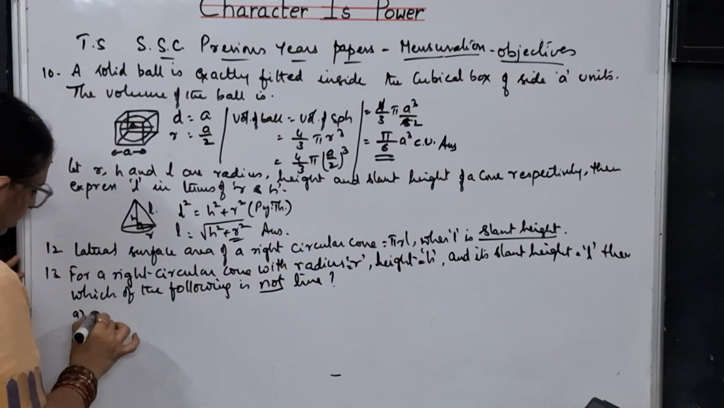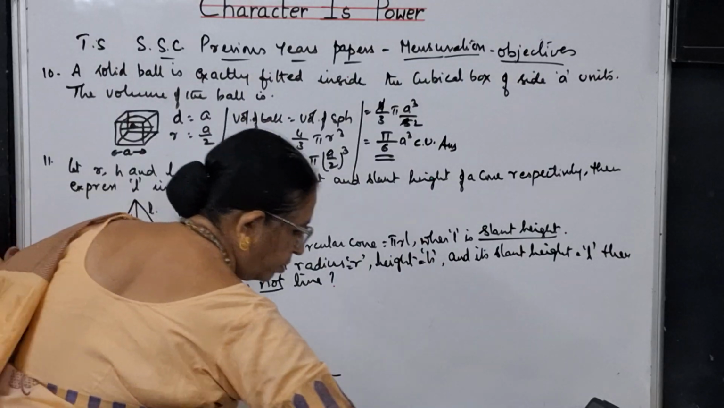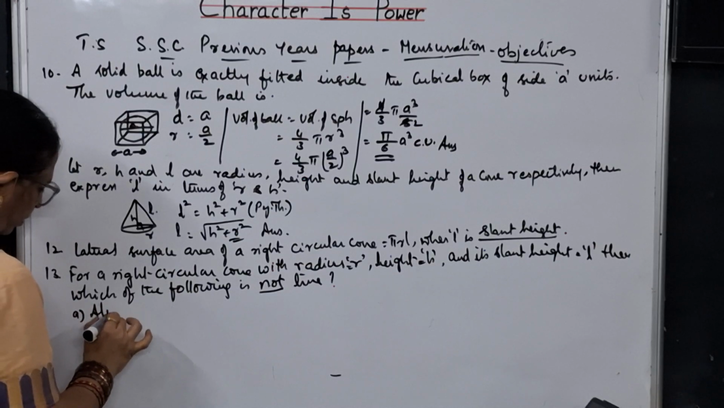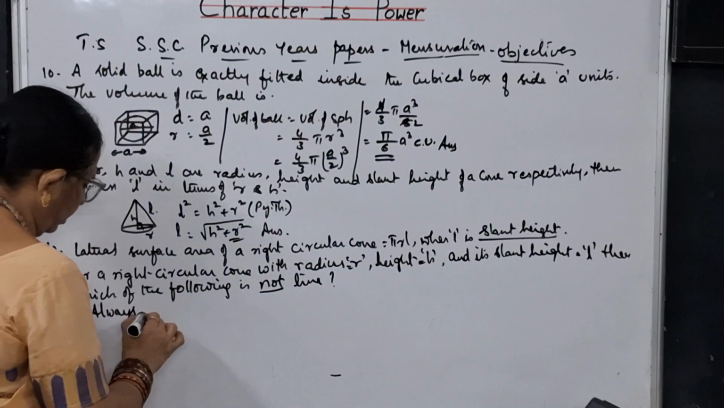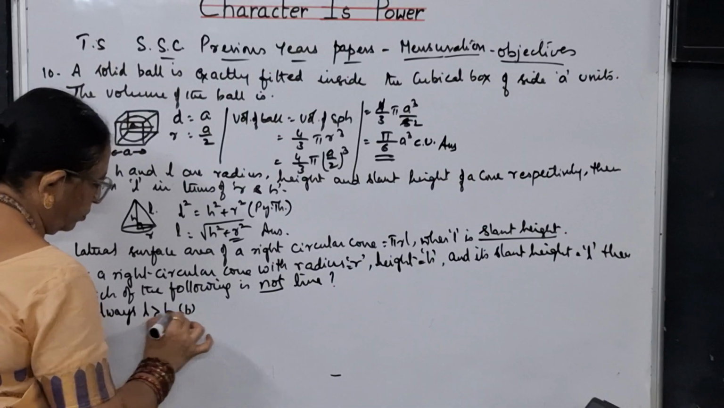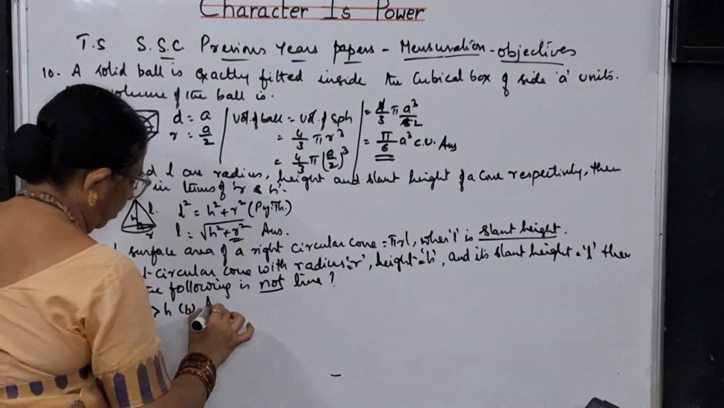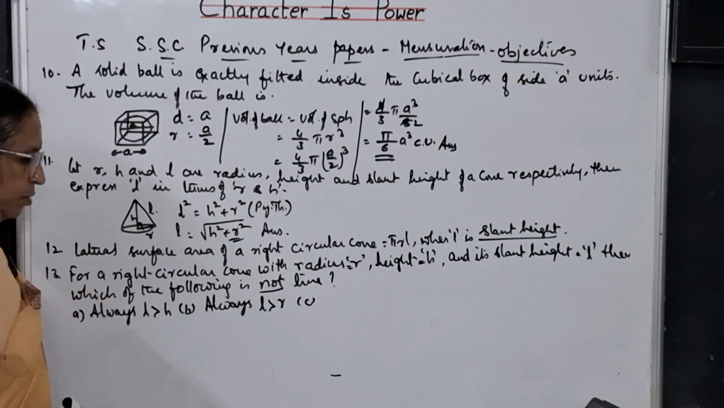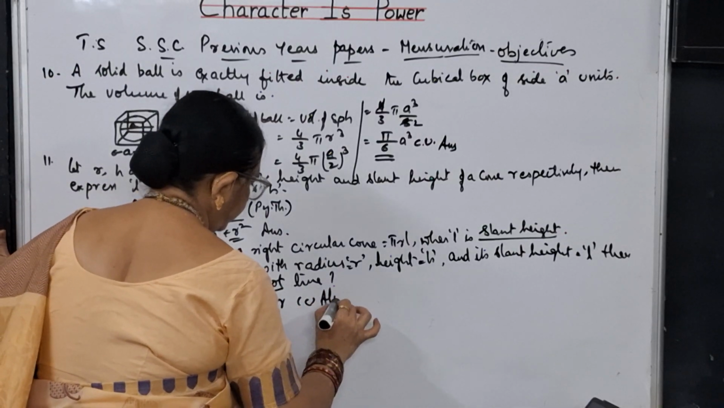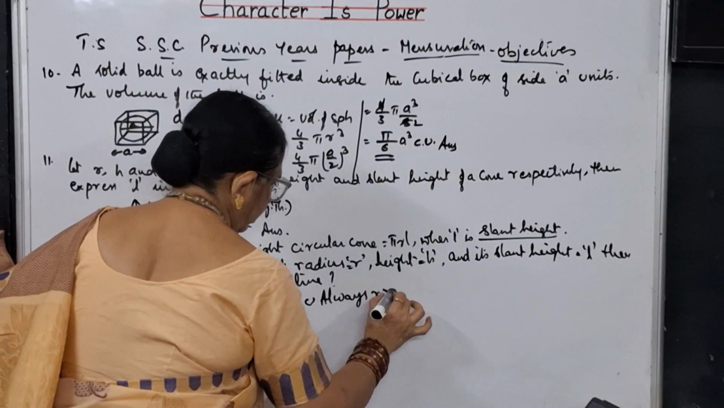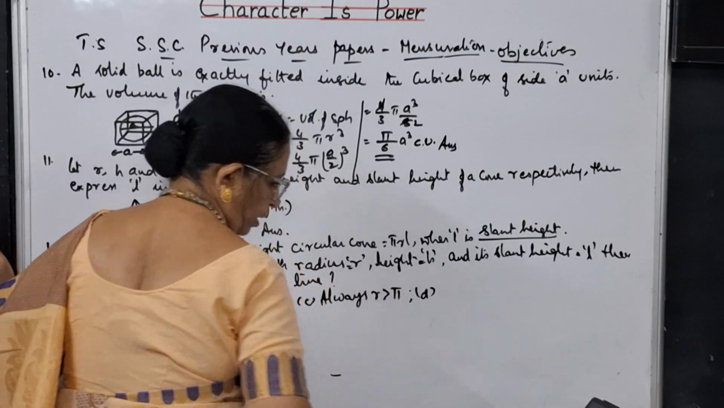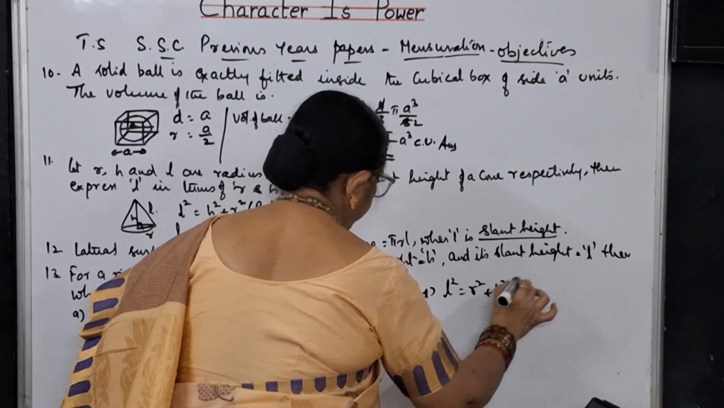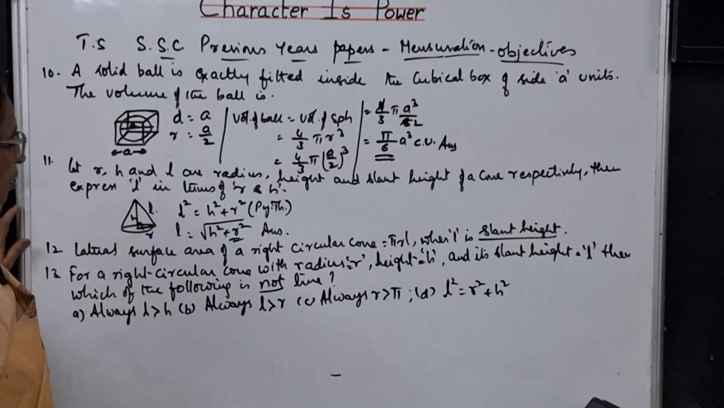A is given, always L is greater than H, and B is given, always L is greater than R, and C is given, always R is greater than pi, and D is given, L square is equal to R square plus H square. So in this, which is not correct, you have to take.